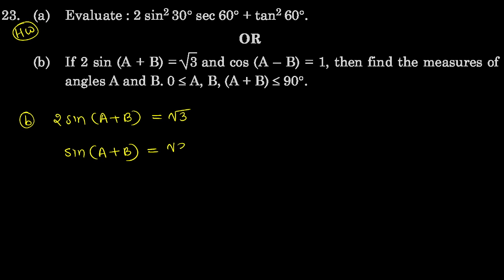Clear? What is A plus B from this equation? Can you tell me A plus B? Sir, sin 60 degree is root 3 by 2. So A plus B must be 60 degree. Clear? Simple, right? A plus B equal to 60.